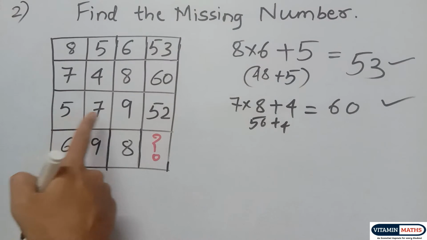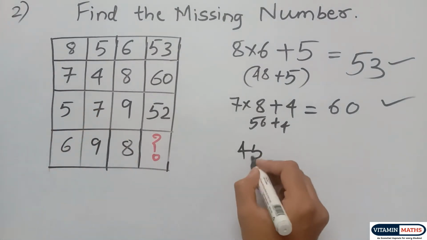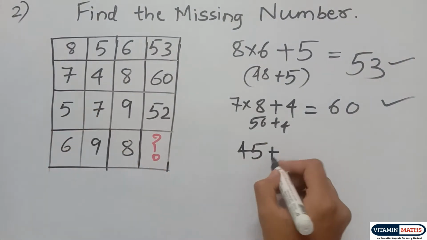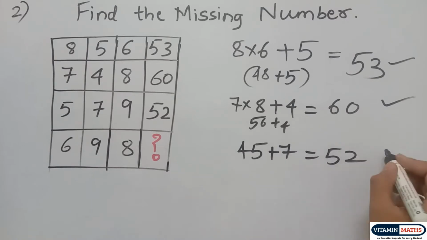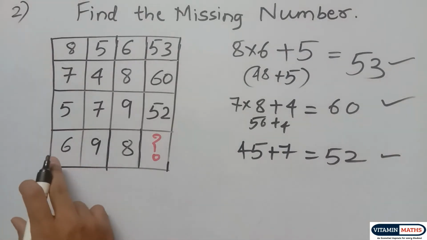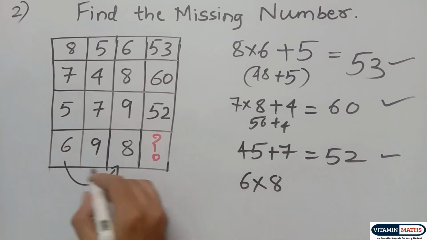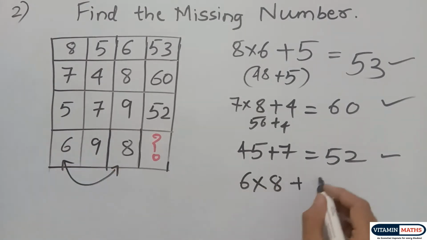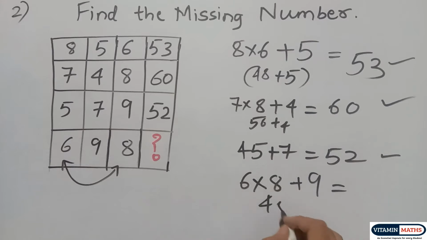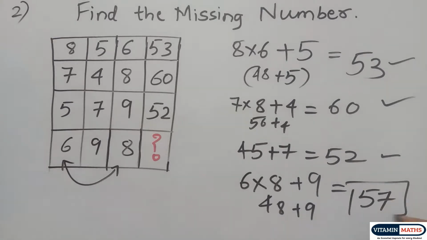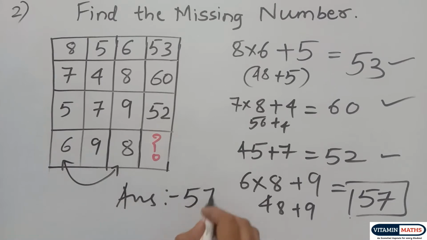5 9s are 45, so I will write directly, plus 7 is 52. Now there should be 6 into 8 plus 9. 6 8s are 48, 48 plus 9 is obviously 57. So this is your answer. The answer is 57.